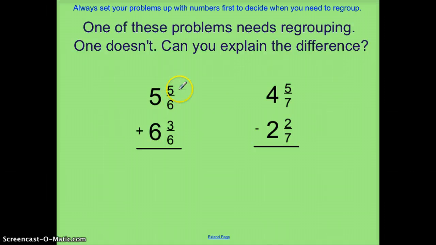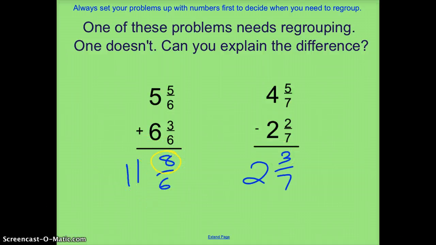With my addition problem, I have 5/6 here and 3/6. So if I think 5 plus 3, that's 8/6. 5 plus 6 is 11. Now, if I'm trying to solve this problem, 5/7 minus 2/7, that's 3/7, and 4 minus 2 is 2. Now, there's one thing wrong with one of these. This one looks okay, but this one has an improper fraction as part of the mixed number.